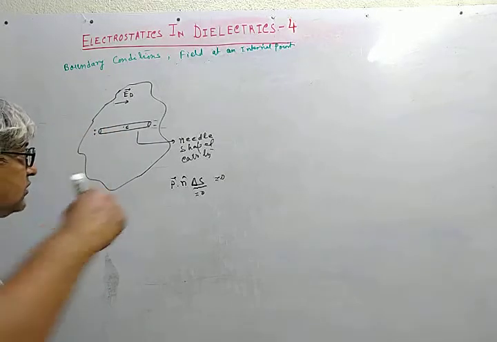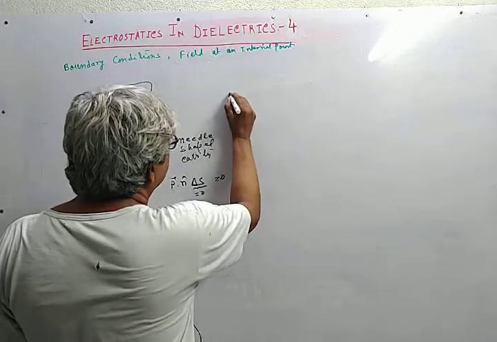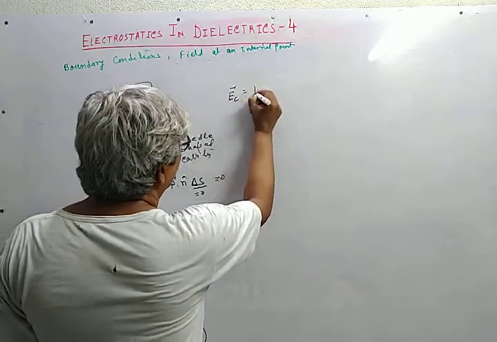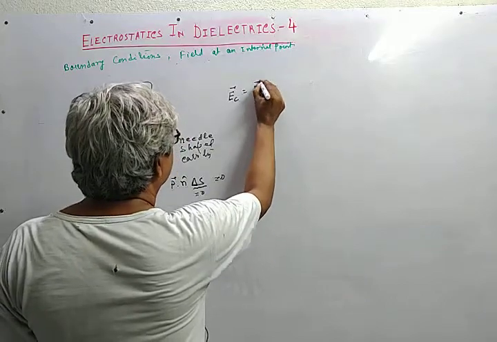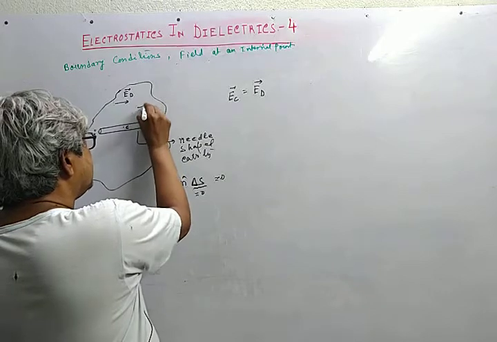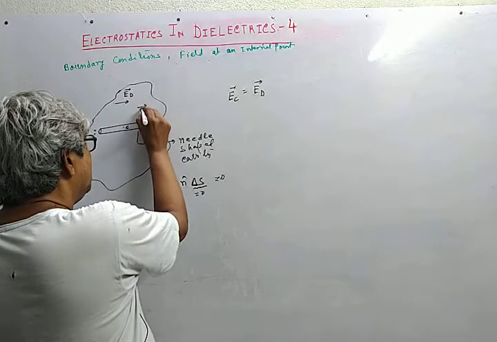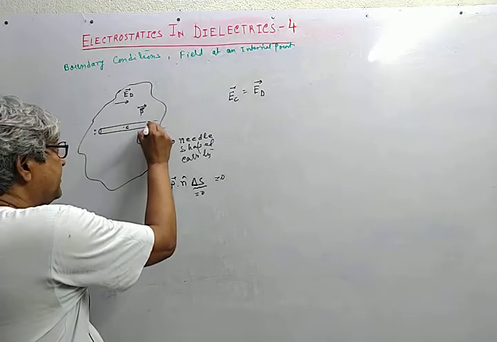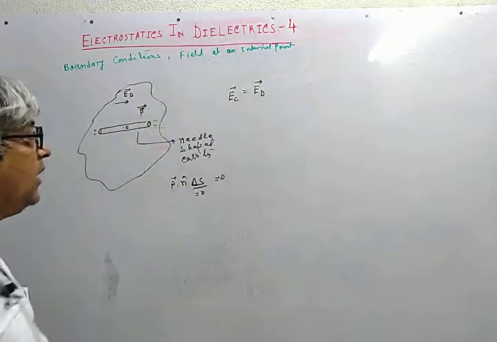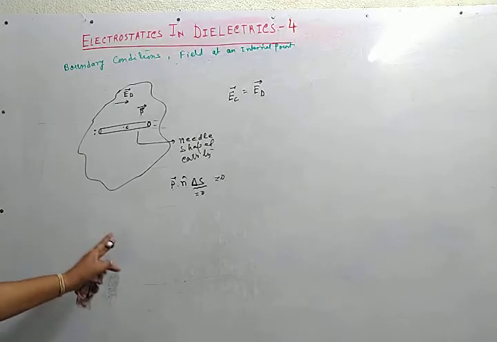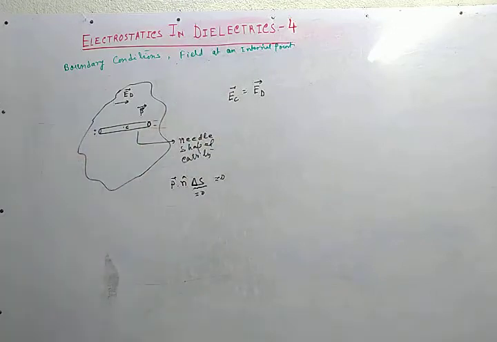So if we call the field within the cavity EC, this cavity field is equal to the field in the dielectric, and the field is directed in this direction, and polarization is also in this direction. So if we dig out a needle shape cavity whose axis is parallel to the polarization vector, then the field within the needle shape cavity is equal to the field within the dielectric.